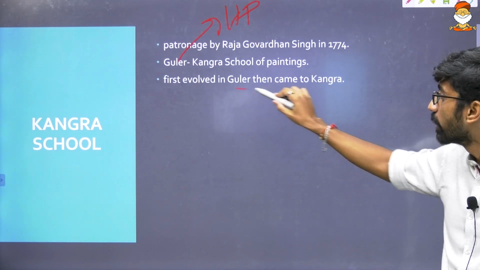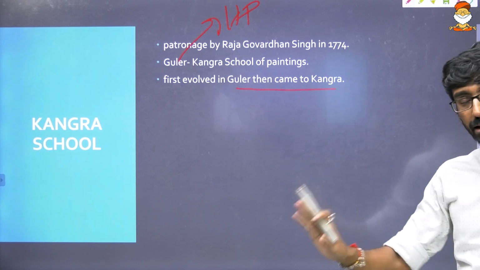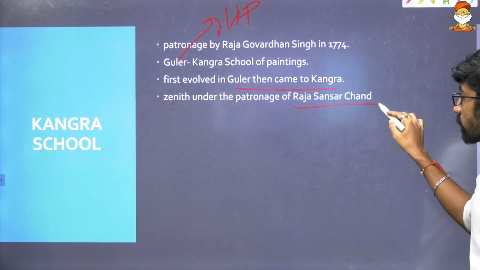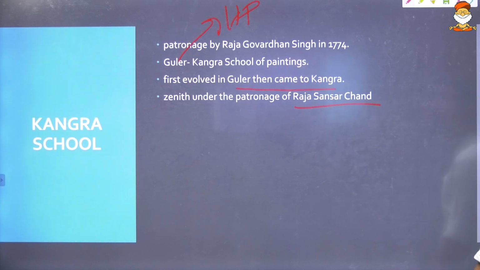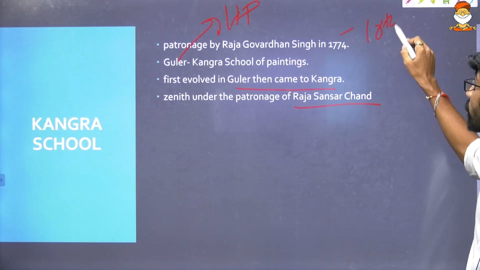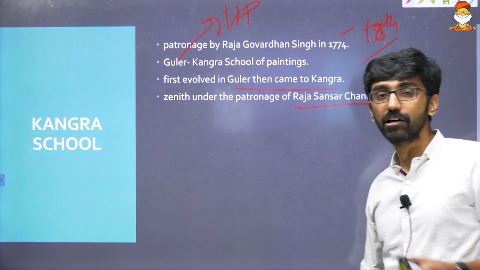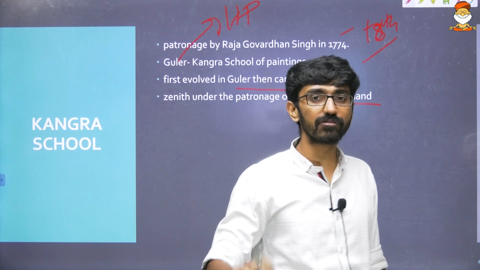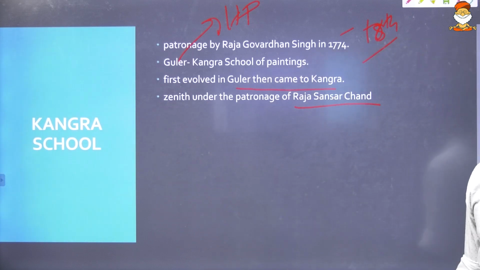It first evolved in Guler, then came to Kangra, again in Himachal Pradesh itself, the Kangra Valley. It reached its zenith under the patronage of Raja Sansar Chand, but first it was Raja Govardhan Singh. Again 18th century. Most of these regional schools of art developed in the late part of the 17th and early part of the 18th century because of the decline of the Mughals. The decline of the Mughals also played a role.